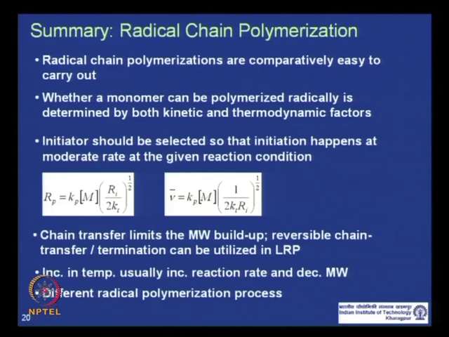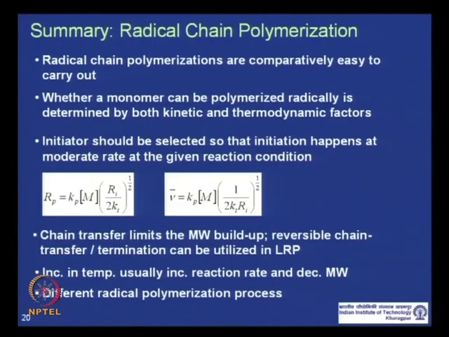And we also talked about the different polymerization processes like bulk, suspension, emulsion, dispersion, solution, and the advantages and disadvantages of all these processes. Depending upon your requirement, you should choose the polymerization process which suits you the most. And at the end, we discussed a few examples of commercial polymers which are synthesized using this radical chain polymerization technique. So, with this we conclude our module on radical chain polymerization.